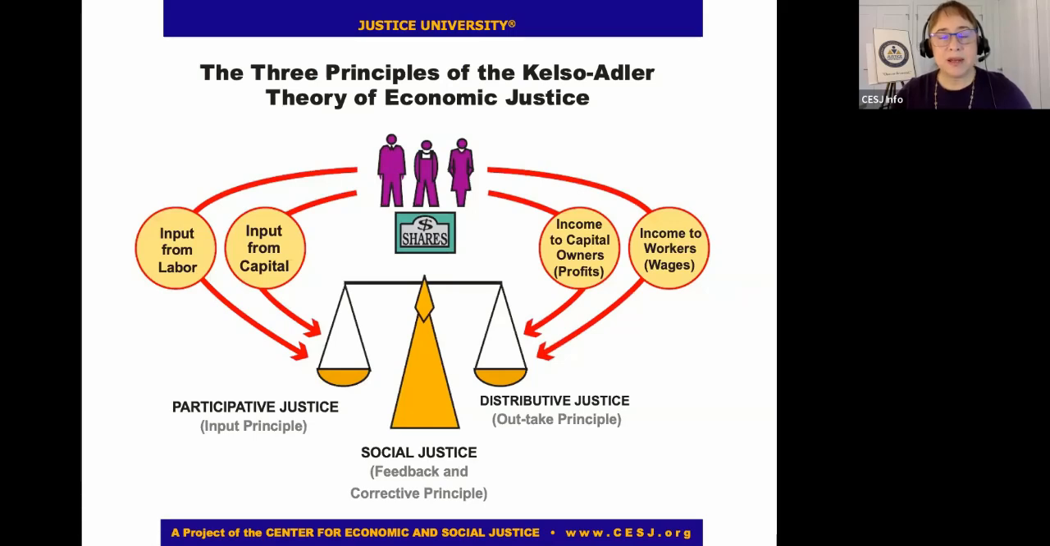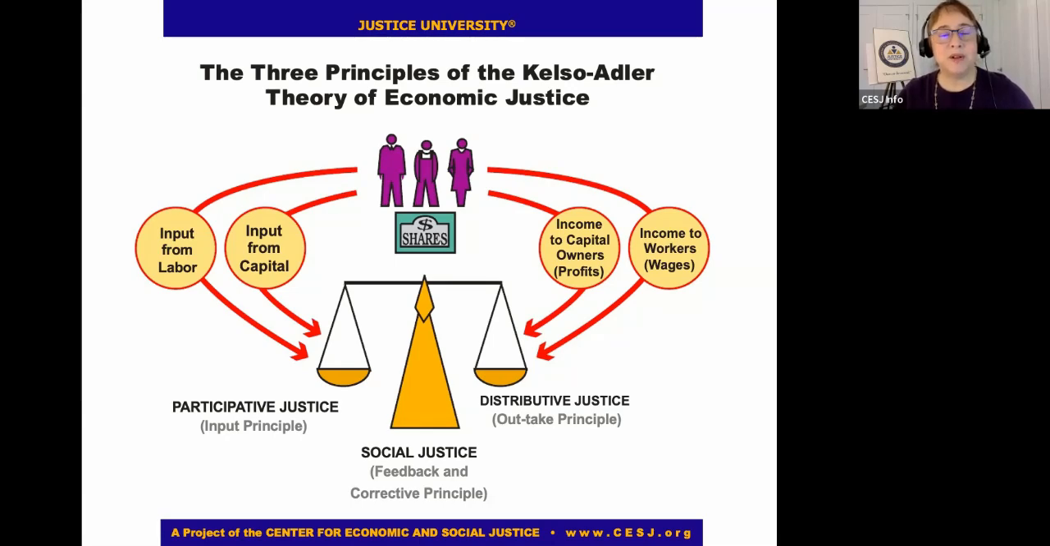And now we're going to look at how the three principles of the Kelso-Adler theory of economic justice, which now includes, we would say, Father Foury's concept of social justice, can come into the design of the corporation and its systems. So we're going to look at whether participative justice is being applied in the corporation, and that is determining on a free market basis what your labor input is going to be worth, and that is subject to variations in pay for a labor contribution. But what you contribute, you should be rewarded for, and that's the distributive justice.